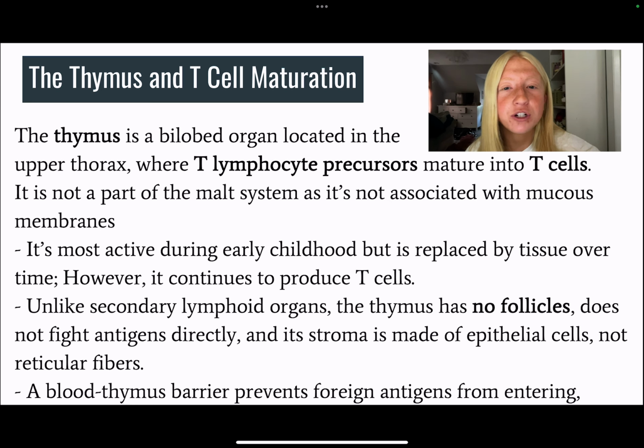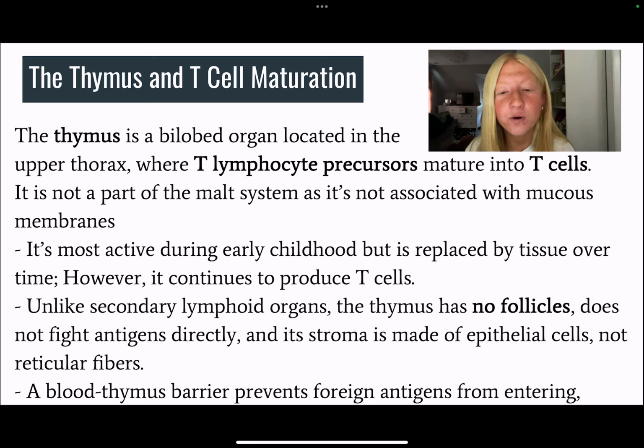Thymus and T-cell maturation. The thymus is a bilobed organ located in the upper thorax, where T-cell lymphocyte precursors mature into T cells. It is not a part of the MALT system, as it's not associated with mucous membranes. It's most active during childhood but is replaced over time by fatty tissue. However, it does continue to produce T cells.